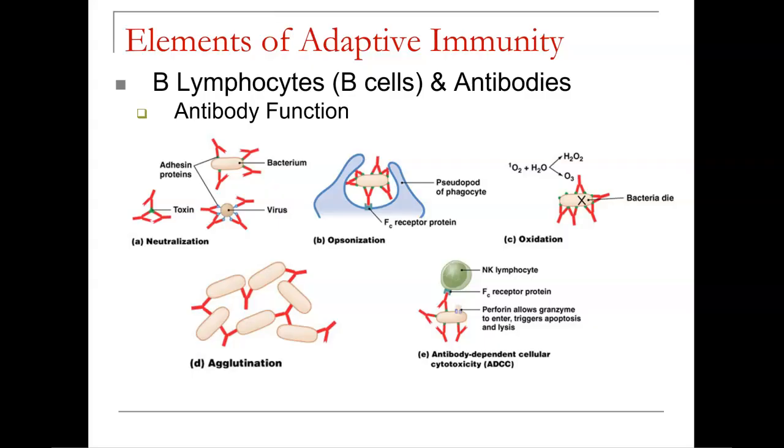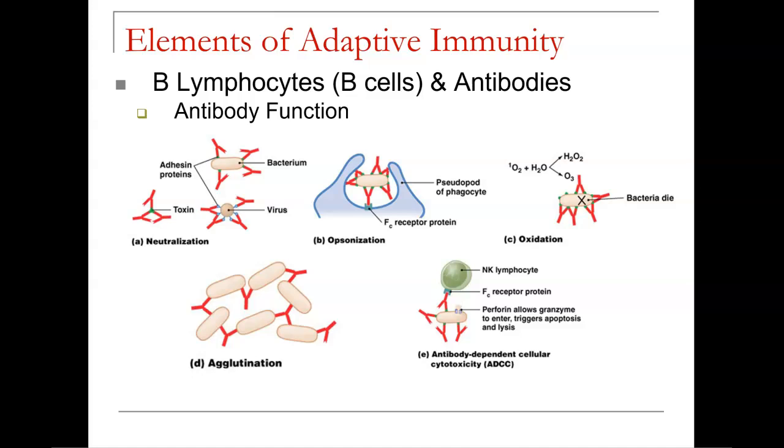We have activation of complement and inflammation. You're going to have neutralization of toxins. Third, you have what's called opsonization. This is where antibodies are going to act as molecules that stimulate phagocytosis. These are going to be opsonins.